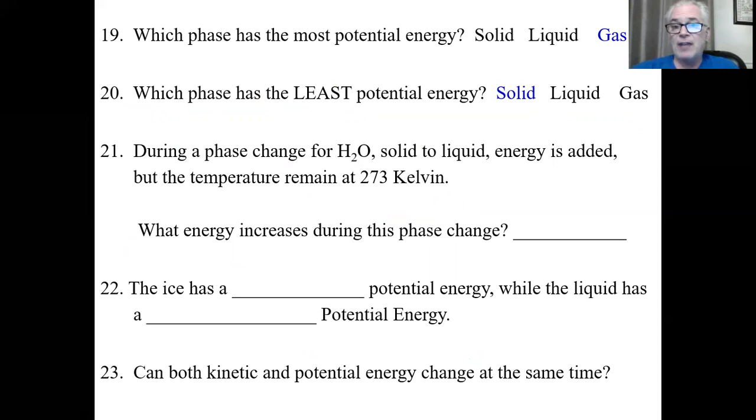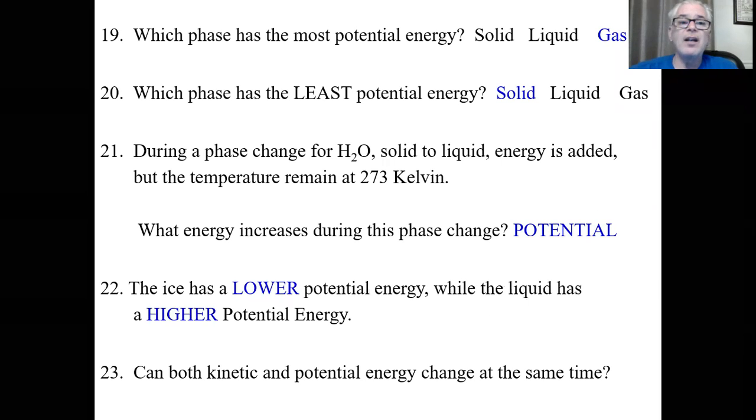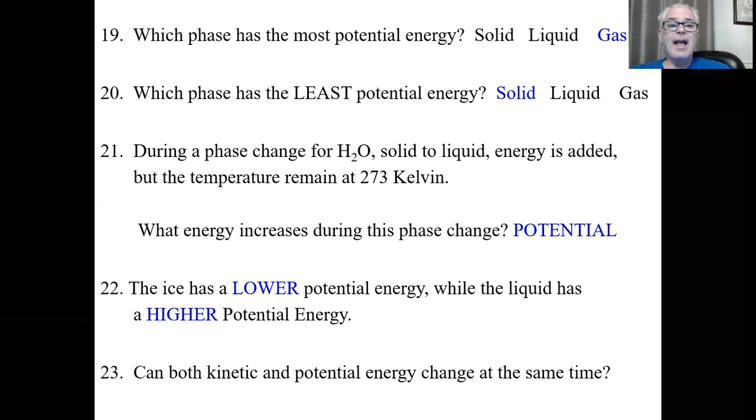During a phase change from solid to liquid, melting, energy is added, but the temperature stays at 273. What energy increases during the phase change? Potential energy, not kinetic. Temperature is the same. The ice has a what kind of potential energy? The liquid has a what kind of potential energy? The ice has a lower potential energy. Liquid has a higher potential energy. Lastly here, 23. Can both kinetic and potential energy change at the same time? Absolutely not. One energy at a time.